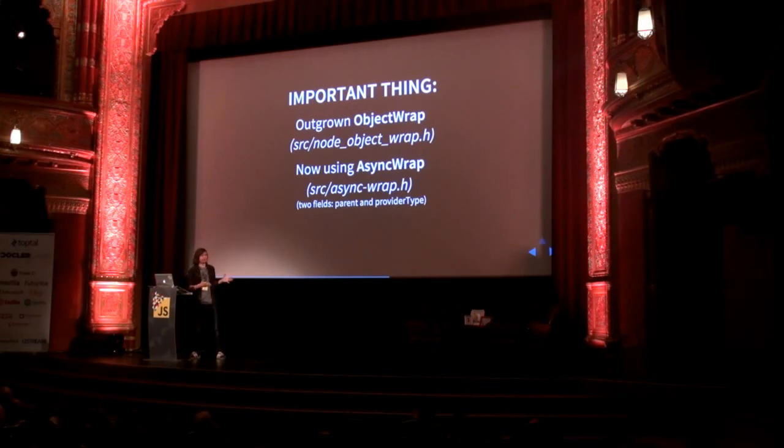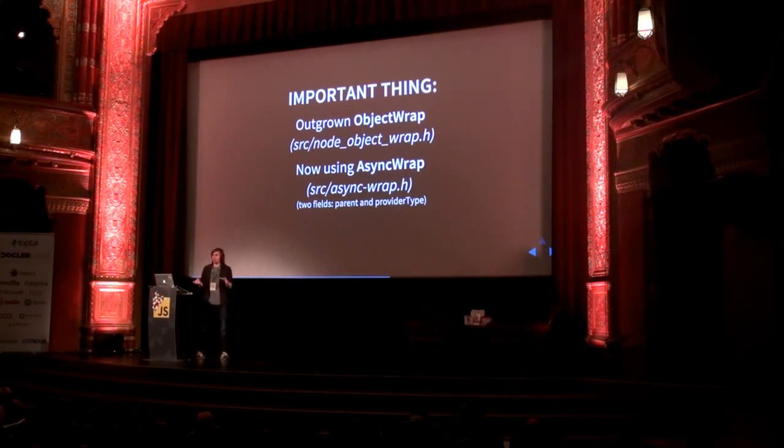We are using the AsyncWrap class instead. And the difference between them is that AsyncWrap has two fields that ObjectWrap didn't have. One of them is parent, and the second is provider type. Provider type is basically saying what this C++ class instance is used for. For example, it could be file system, DNS, TCP, or zlib. And parent, which could be another AsyncWrap, says how this AsyncWrap instance that you're looking at was created.